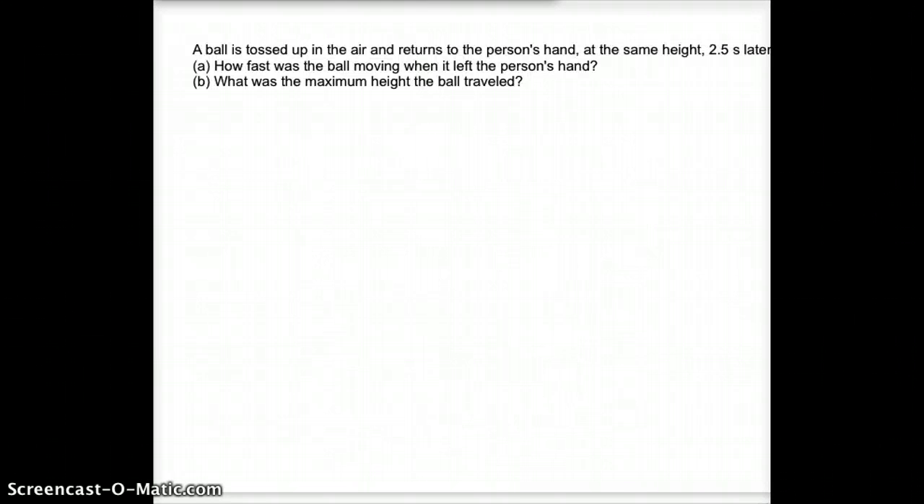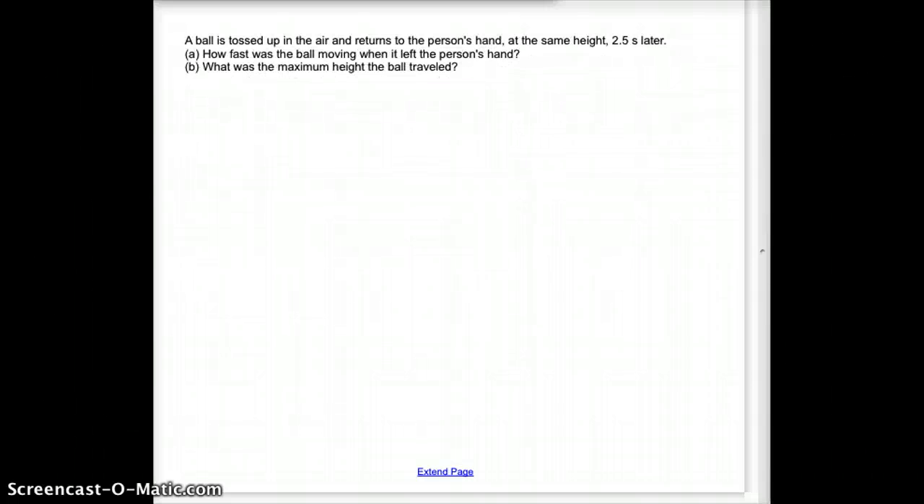All right. So a ball is tossed up in the air and returns to the person's hand at the same height 2.5 seconds later. How fast was the ball moving when it left the person's hand, and what was the maximum height the ball traveled? Well, my first idea is that we should set up our columns of information like I do every single time I do kinematics.